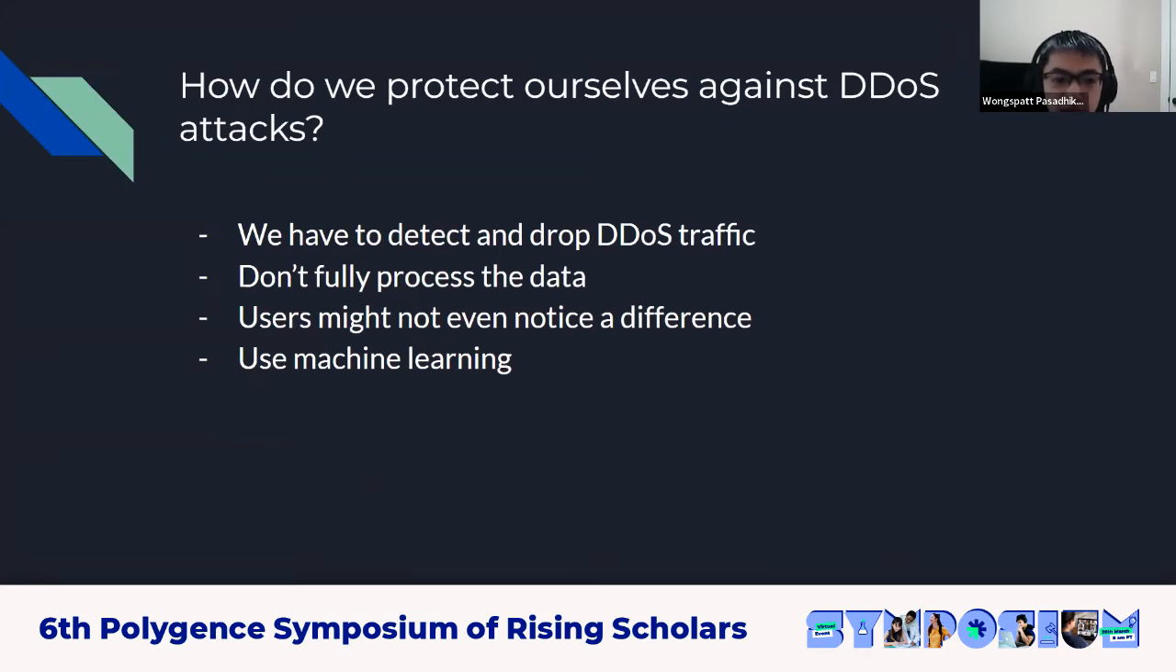So how do we fix this? Like, how do we protect ourselves against these kinds of attacks? If the traffic is detected and we can drop it before it's actually fully processed, then the vast majority of the attack's actual effect would be mitigated, and users may not even notice a difference. We approach this by using machine learning. By using CatBoost, we were able to accurately and effectively detect around 92.7% of the malicious traffic.